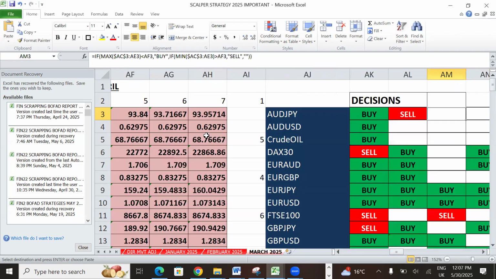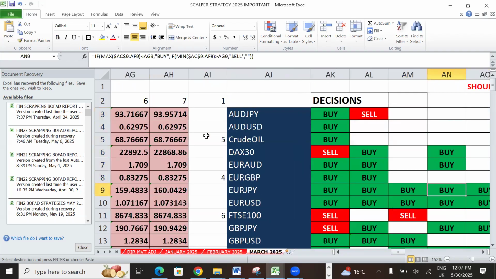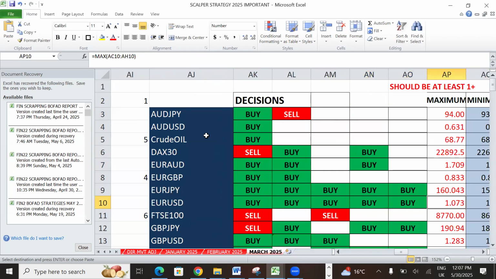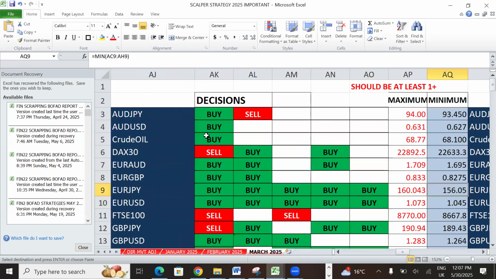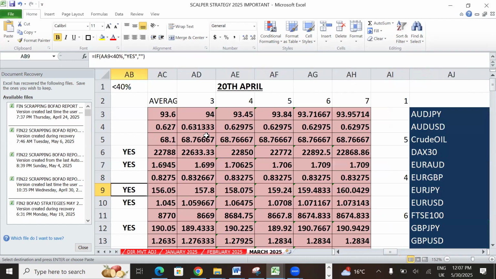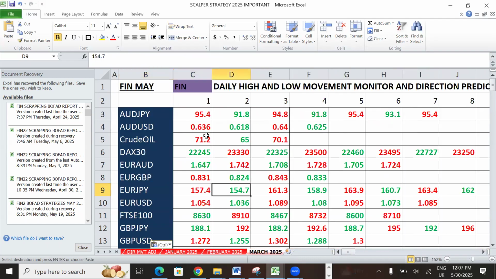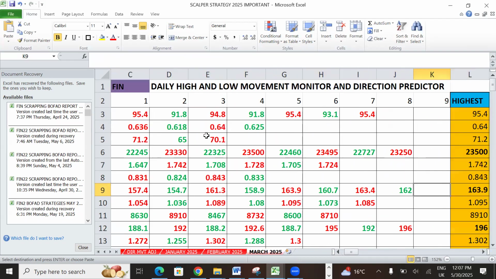So let's look at another sample. Look at this Euro JPY, Euro USD. They were all buys. But Euro JPY buy at 156 from 156 upwards, you can see that the maximum go to 160. So anything around 156, start buying. You can see here it was 154.7, so I started buying. It never went below 146 again, and then the high went as high as 160. Can you see that?